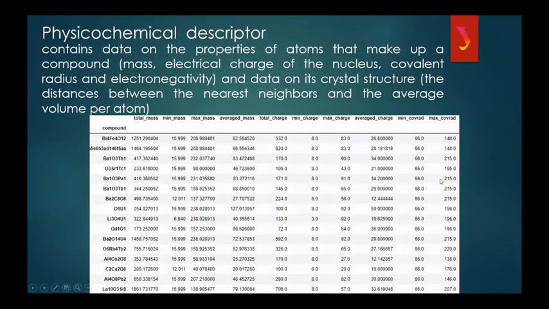The second descriptor is physicochemical. It contains data on the properties of atoms, such as mass, electrical charge, covalent radii, and electronegativity, and data on its crystal structure, the distances between the nearest neighbors, and the average volume per atom.